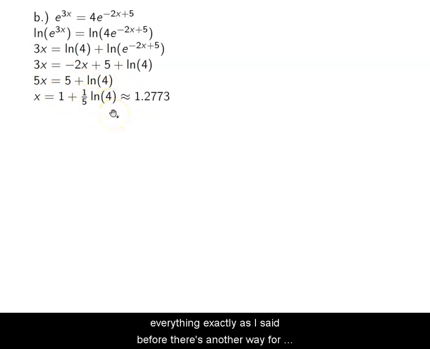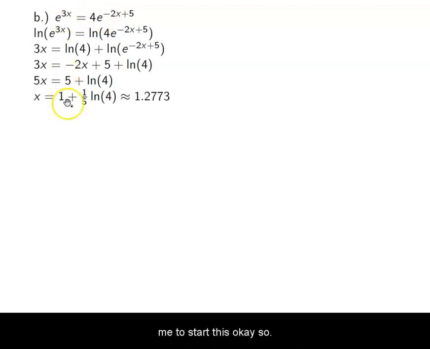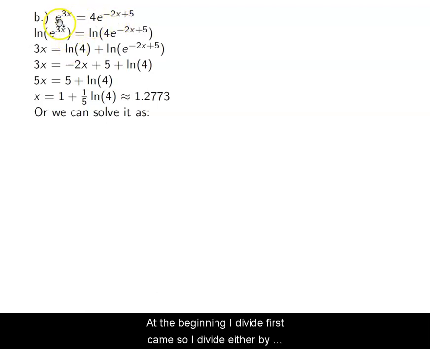Now, as I said, I can get my decimal approximation, right? So I used everything exactly. So as I said before, there's another way for me to start this. Okay, so let's say instead of natural logging everything at the beginning, I divide first.